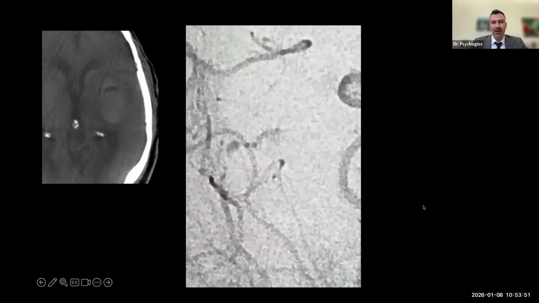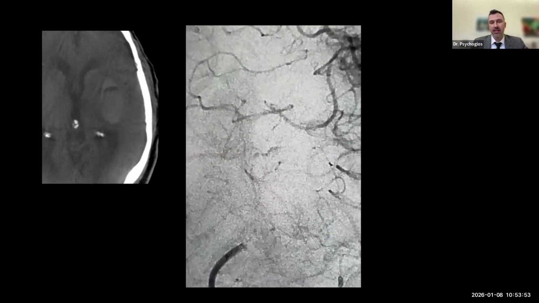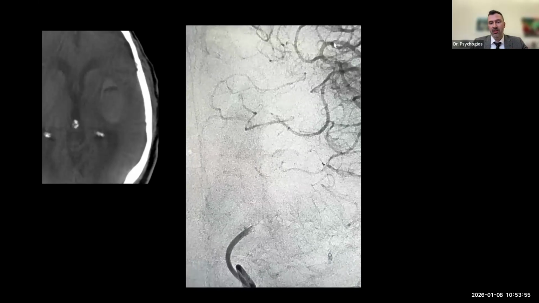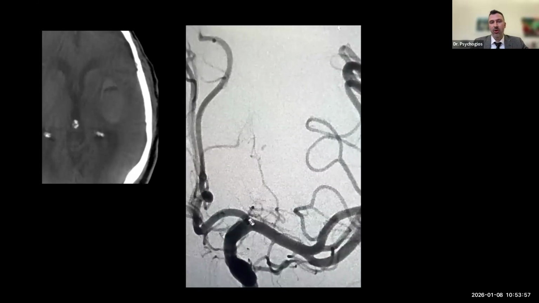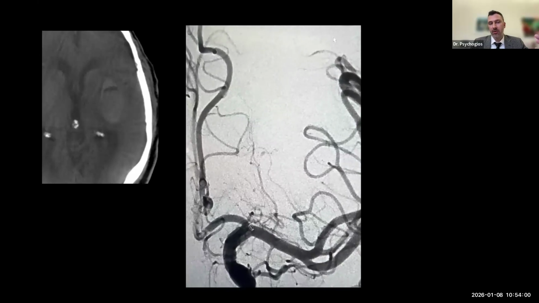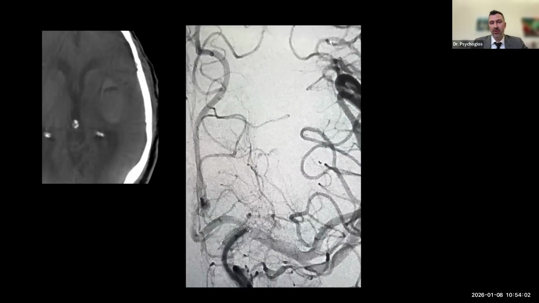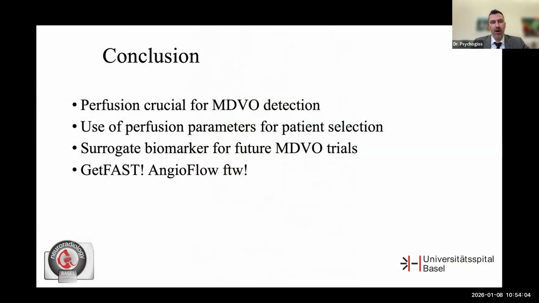Again, this is just a first case showcasing this. I'm not saying we have to do this in every patient, but it's important to know that we have the tools showing this important information upfront with CT perfusion and with Rapid.